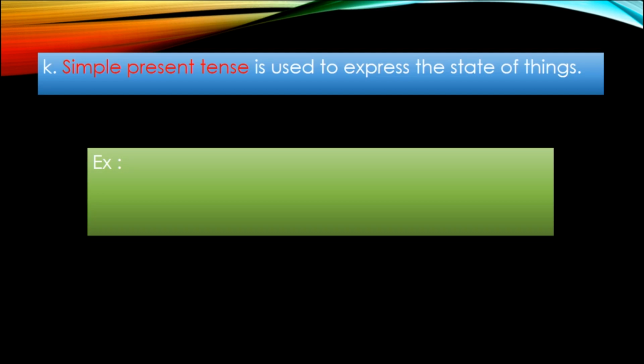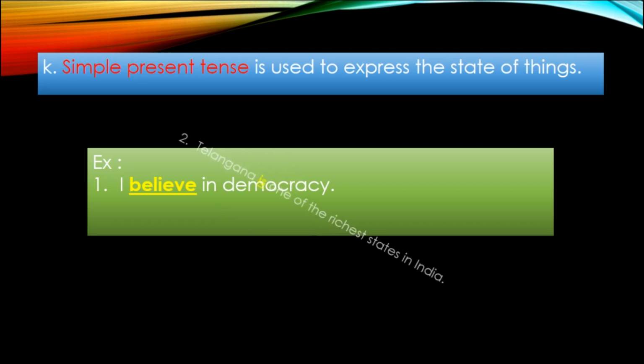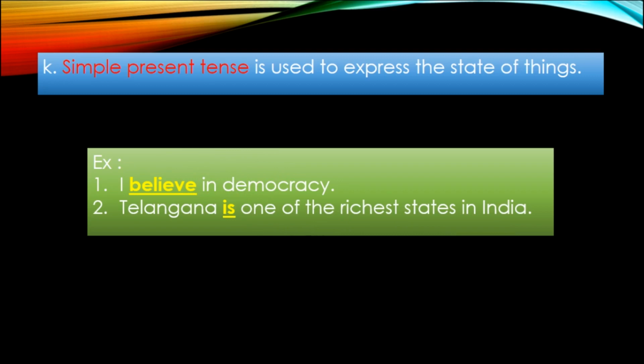Last usage, simple present tense is used to express the state of things. What is your state at present if you want to express it? Suppose you have a refrigerator. What is the state of this refrigerator? Is it working or not? If you want to express it, you can use simple present tense. In other cases also, you can use simple present tense when you want to express the state of something. Let me give some examples. I believe in democracy. Telangana is one of the richest states in India.